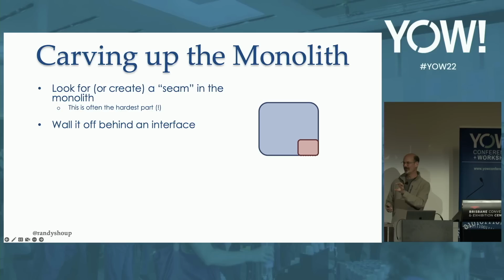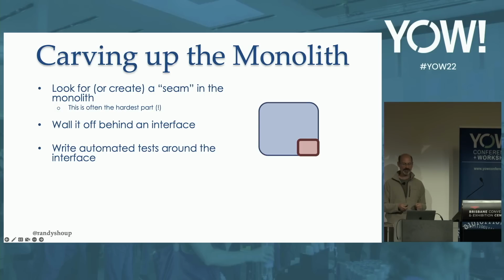Whatever language or framework that we're using, whatever your interface mechanism is, wall that area off behind an interface, and the only way to get in and out is through that interface. Now we want to write automated tests around that interface. Please don't skip this step. If you do, you'll be in for a world of hurt. Ask me how I know that.